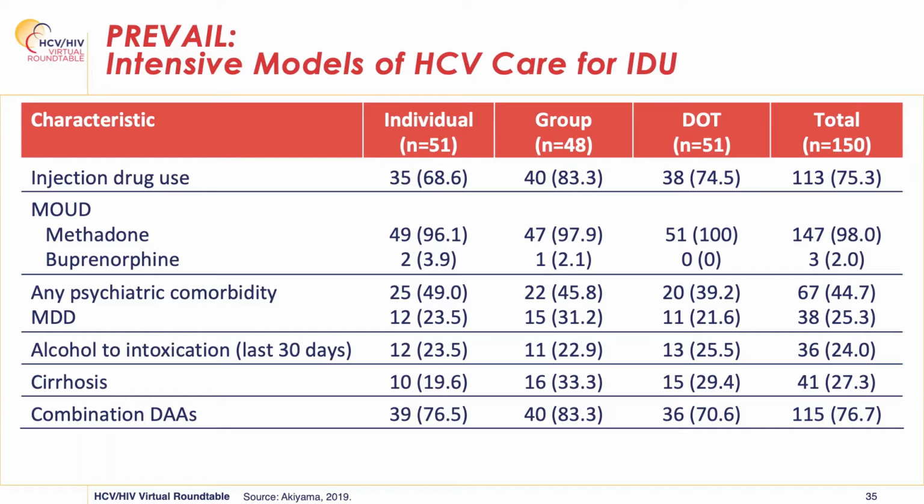You can see the characteristics were similar between the 3 groups. And if you look at the right-hand column here, the total 3/4 had a history of injection drug use. Nearly all were on methadone. Nearly half had a psychiatric comorbidity. Just about a quarter endorsed drinking alcohol to intoxication. A quarter had cirrhosis, and the majority were on a variety of regimens, but the majority were on combination direct-acting antiviral regimens, 77% of those.